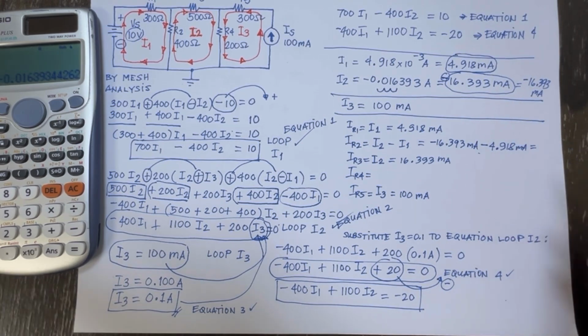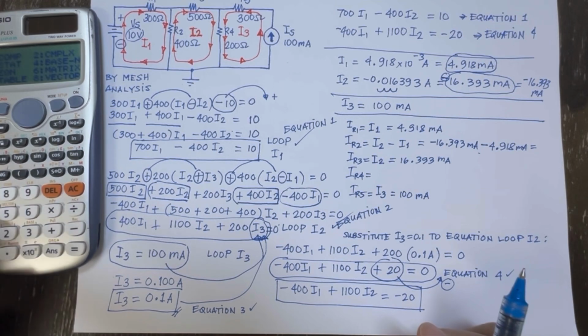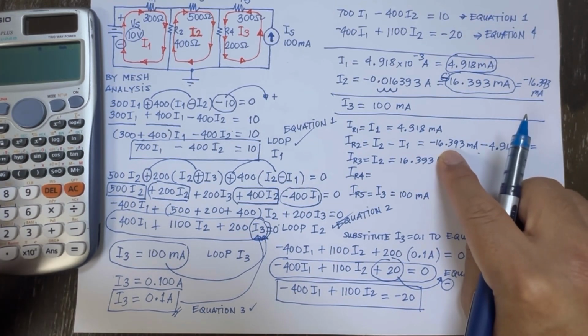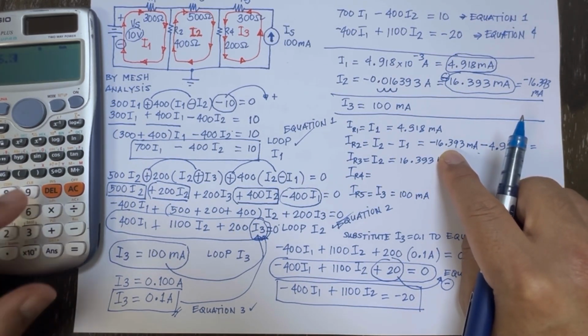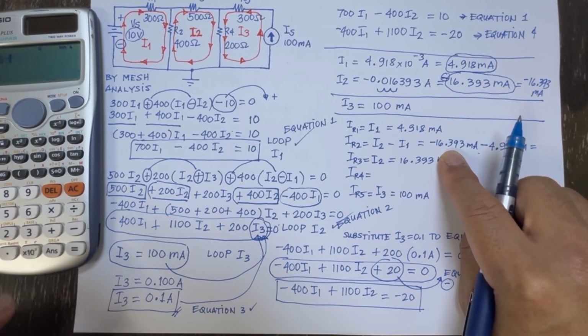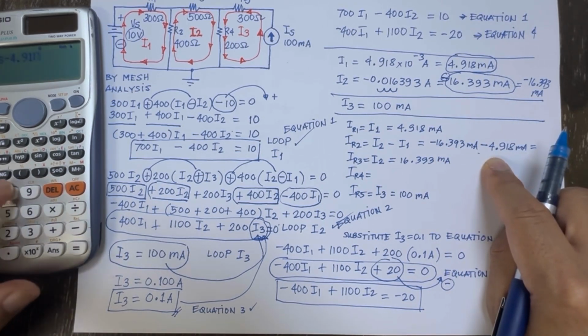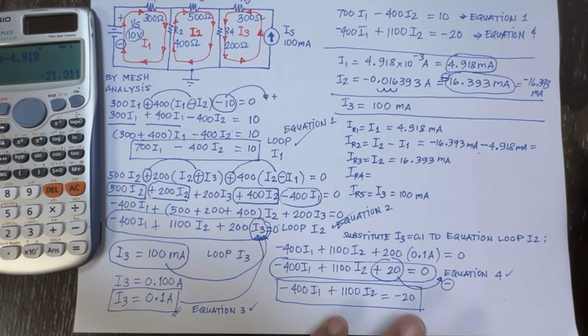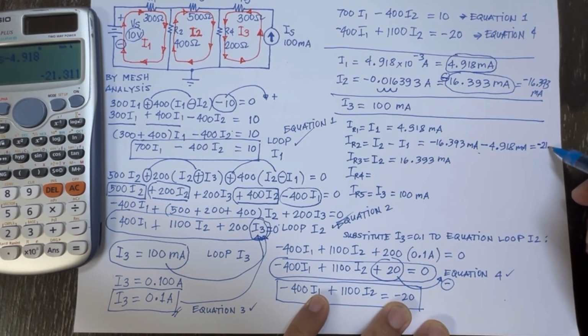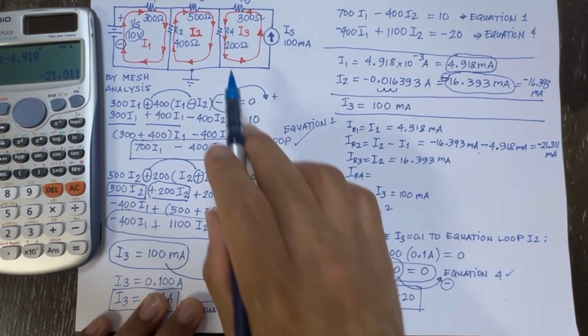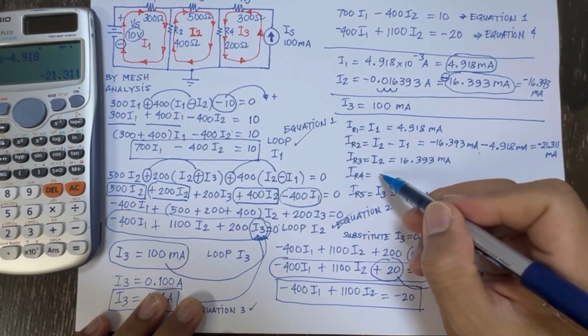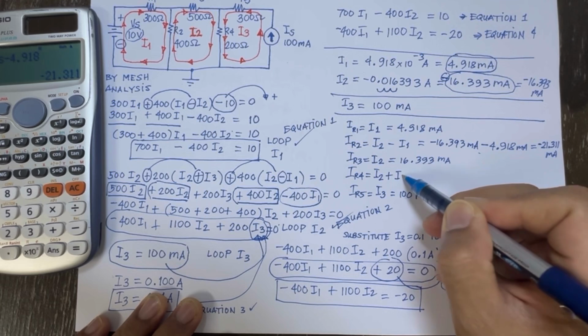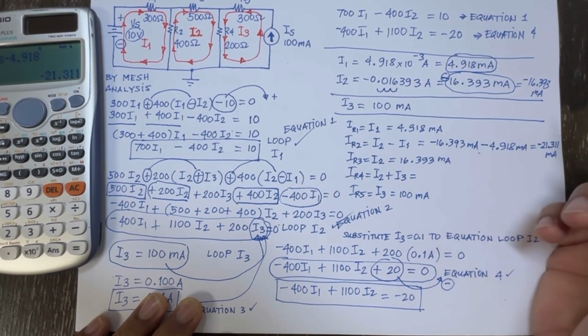And of course, we will use the calculator to do this. And because it's negative 16 minus 4, it's like adding two negative numbers. And let's see what we will get when we use this formula. So we got negative 21.311 milliamperes. And lastly, we get the IR4 as the sum of I2 plus I3 because they have the same direction, which is downward.